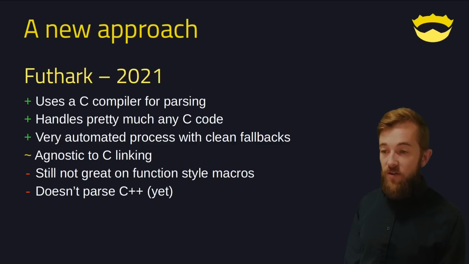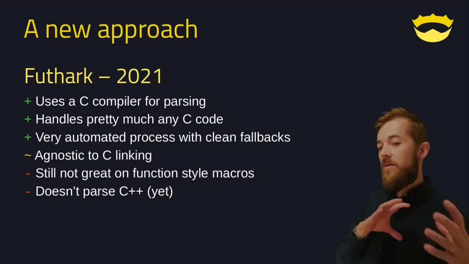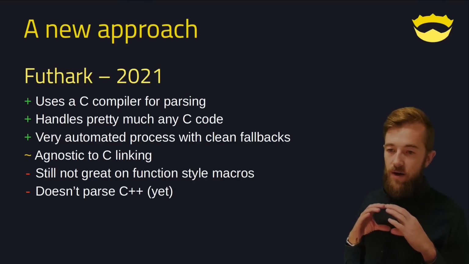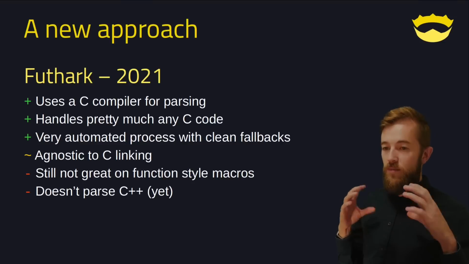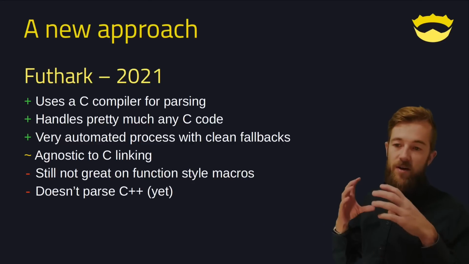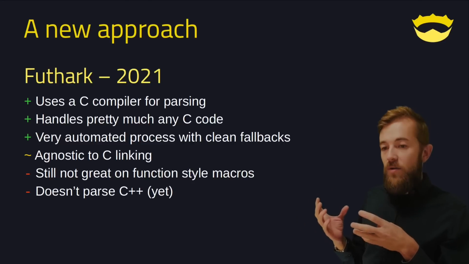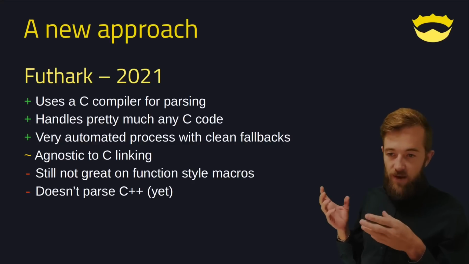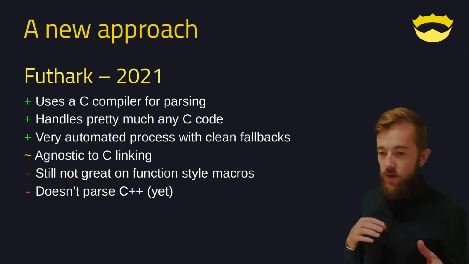And this makes it a very automated process. And it has clean fallbacks. So the C compiler spits out, or the tool I made that interfaces with Clang spits out a definition file. And that definition file is then turned into Nim. And you can then look at that Nim code if something fails or if something isn't right. You can look at that and you can see, well, okay, this is what went wrong.